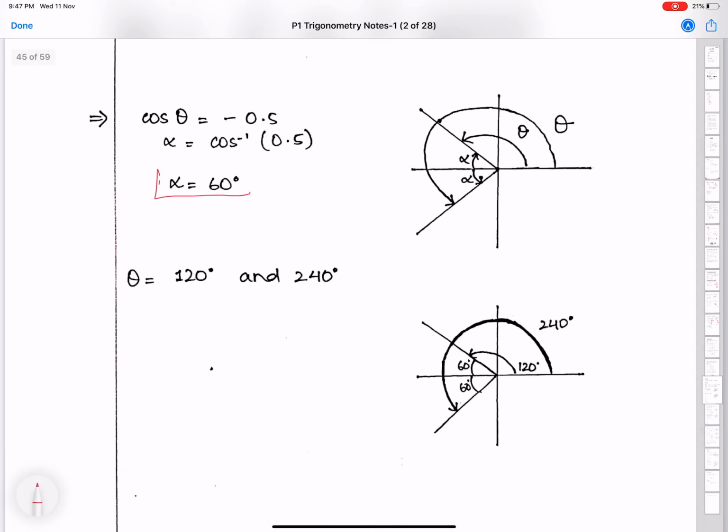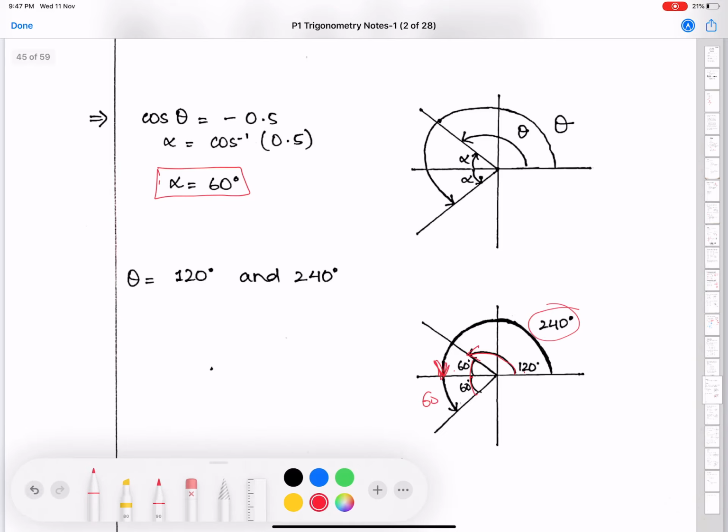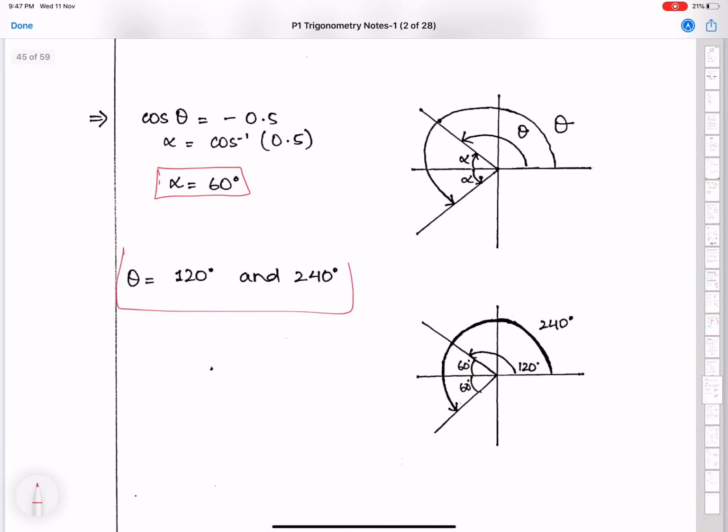Since alpha is 60, therefore according to this sketch, 60 is here and 60 is here, and since we are working in anti-clockwise direction, therefore this is the first answer. 180 minus 60 makes 120, and till here 180, so 180 plus 60 makes 240. So the required answers are 120 and 240. These are the final answers.